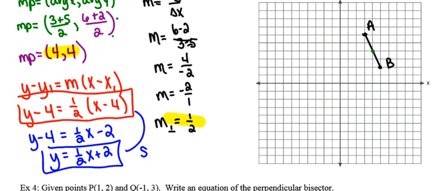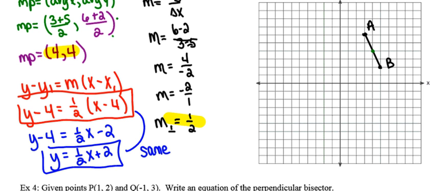So again, these two represent an equation for the same line. Both are correct. It's a matter of personal choice, what feels comfortable to you, as to how you want to represent the equation for your line, for your perpendicular bisector.